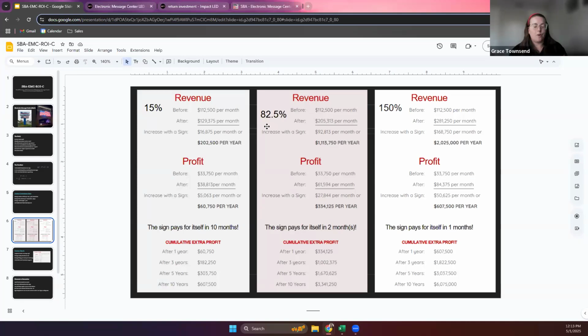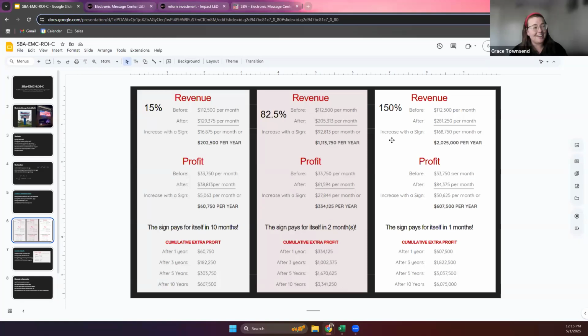If we were to look at the middle range for an 82.5% increase in business due to an effectively used EMC, that's an additional revenue of over $1 million a year. Additional profit of $333,000 per year. The sign pays for itself in 2 months, and after 10 years, generates the business over $3 million in extra profit.